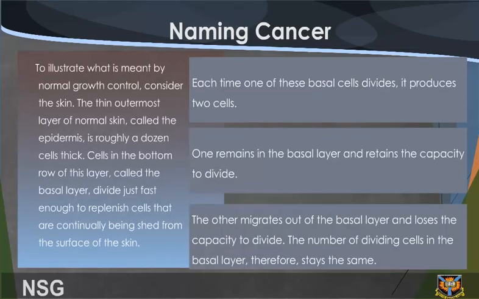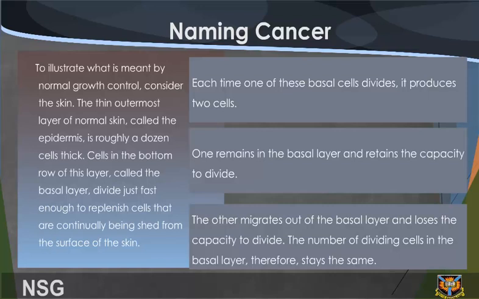To illustrate what is meant by normal growth control, consider the skin. The thin outermost layer of normal skin, called the epidermis, is roughly a dozen cells thick. Cells in the bottom row of this layer, called the basal layer, divide just fast enough to replenish cells that are continually being shed from the surface of the skin.